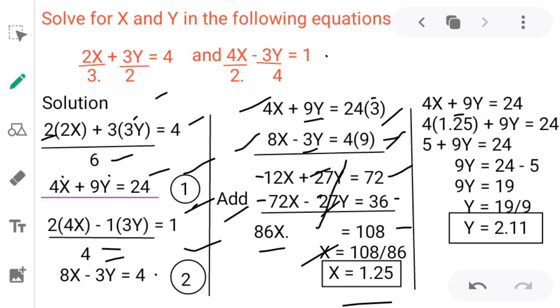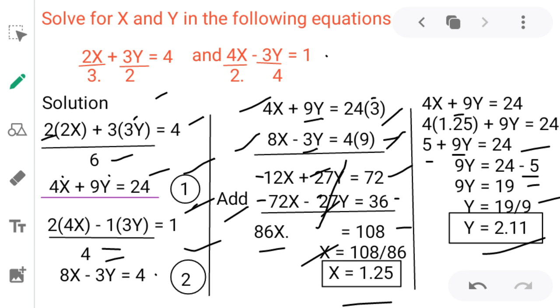4 into 1.25 becomes 5, plus 9y equals 24. 9y equals 24 minus 5. Shifting plus 5 to the right hand side, it becomes minus 5. 9y equals 19. Y is equal to 19 by 9. So y gives you 2.11.